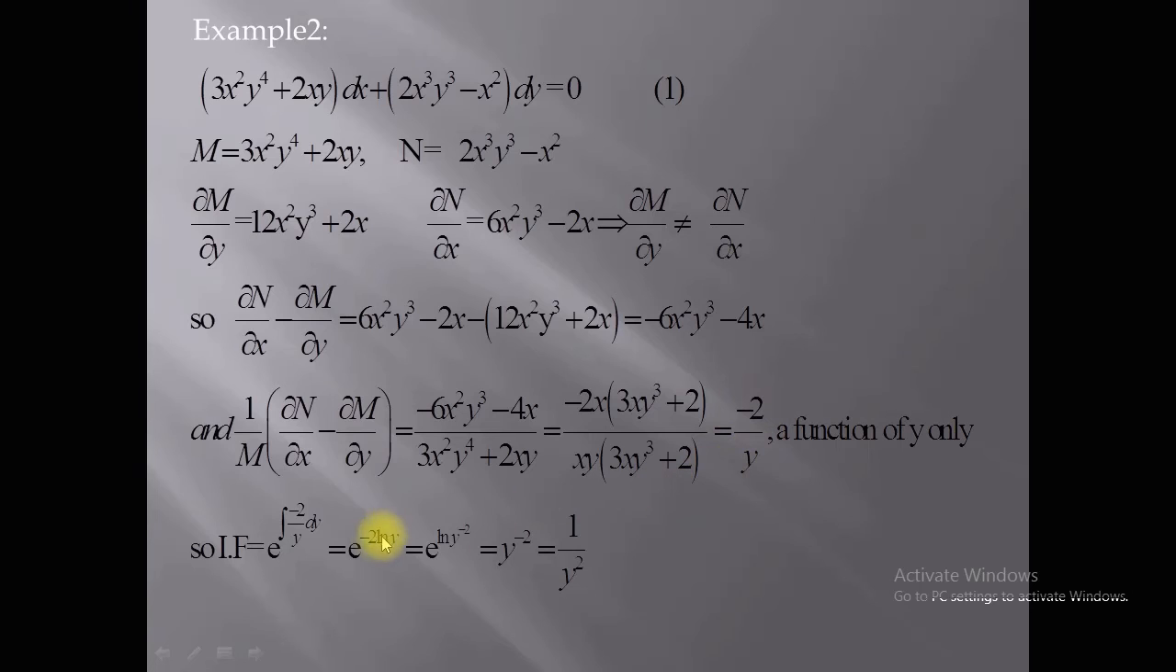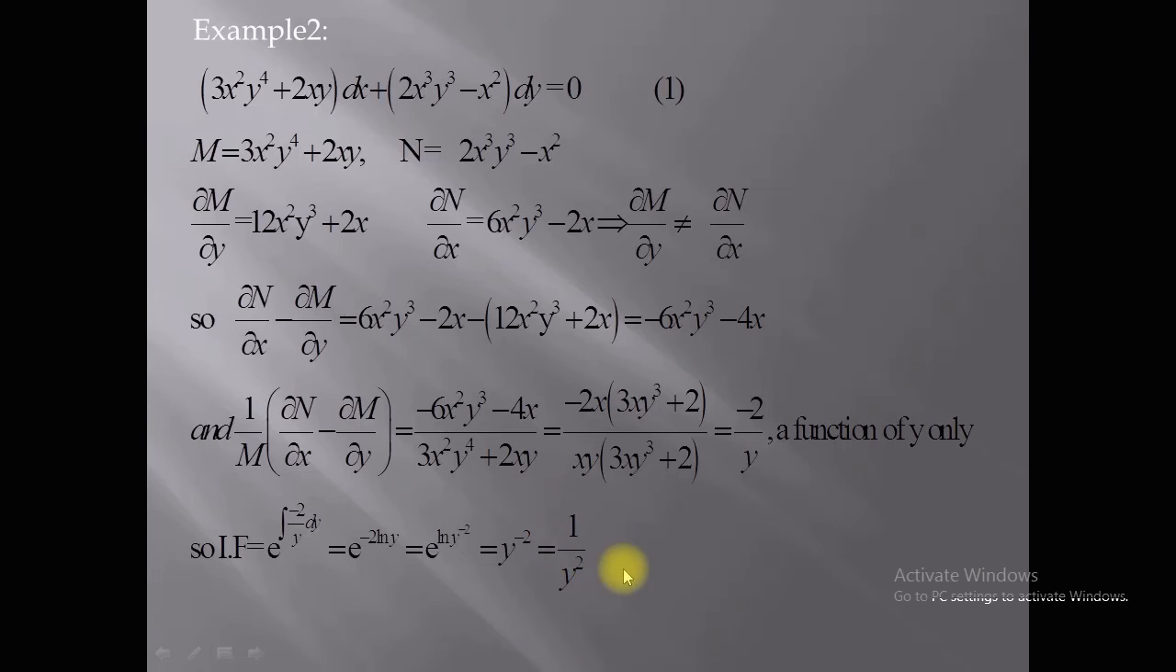Now we can easily find the integrating factor for the given non-exact differential equation. The integrating factor will be e power integration of minus 2 divided by y with respect to y. So the integration of 1 over y is log y, and we can write this expression as e power log of y power minus 2. So we get y power minus 2 is the integrating factor, and y power minus 2 can be written as 1 over y square. So 1 over y square is the integrating factor.